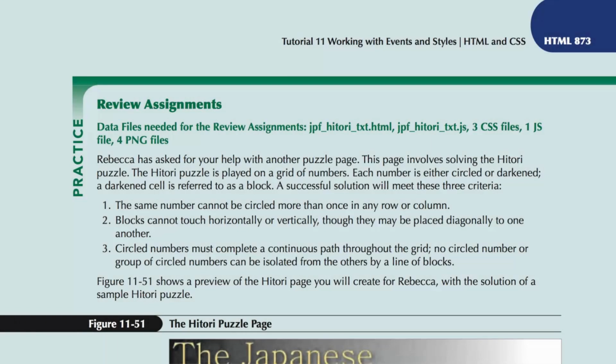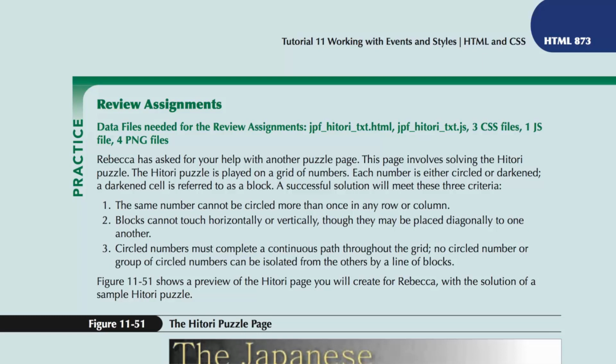In this video, you'll be learning how to complete Review Assignment 11. In Review Assignment 11, Rebecca has asked us to help with another puzzle page. This page involves solving the Hattori puzzle. The Hattori puzzle is played on a grid of numbers. Each number is either circled or darkened. A darkened cell is referred to as a block.